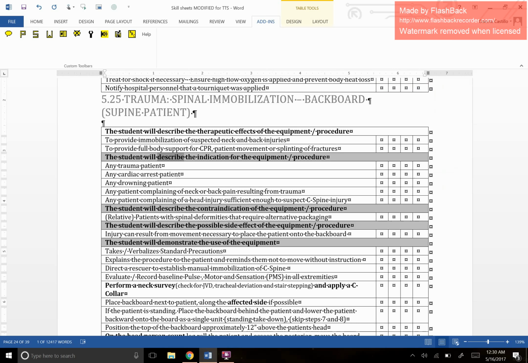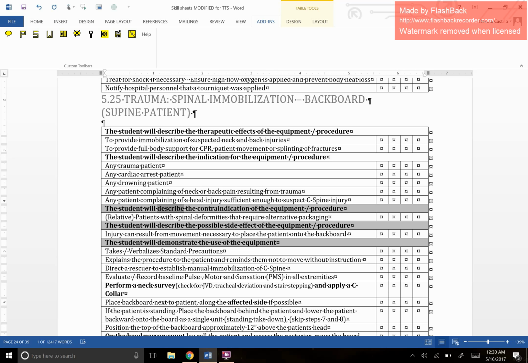The student will describe the indication for the equipment/procedure. Any trauma patient. Any cardiac arrest patient. Any drowning patient. Any patient complaining of neck or back pain resulting from trauma. Any patient complaining of a head injury sufficient enough to suspect C-spine injury.